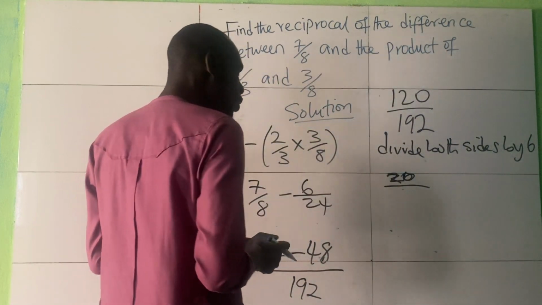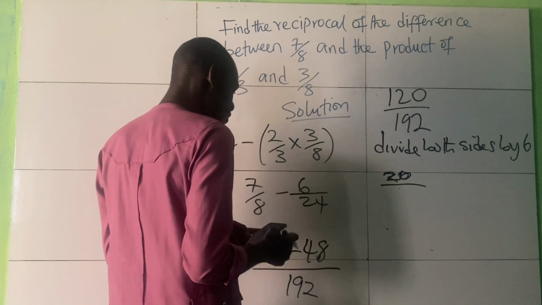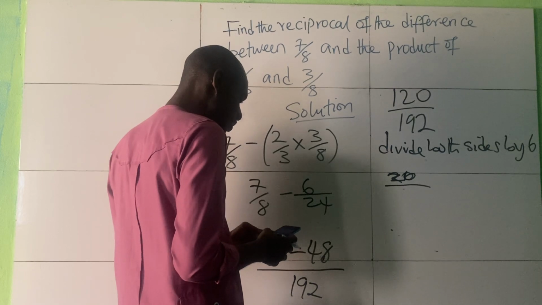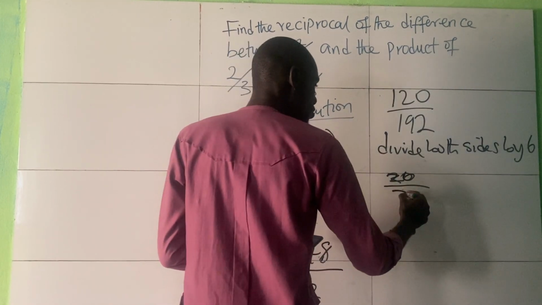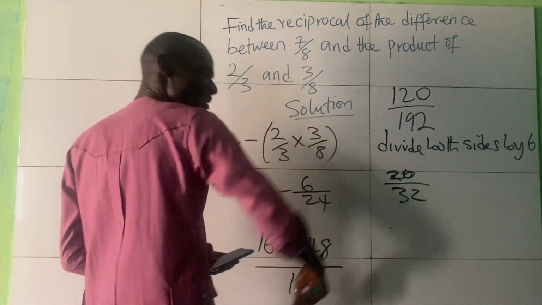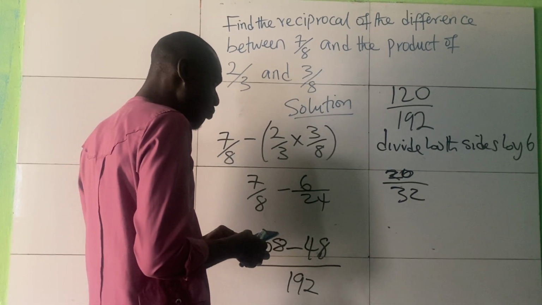6 going into 192, 192 divided by 6 will give us 32. So at this point, we can still reduce this fraction because 4 can go into both.